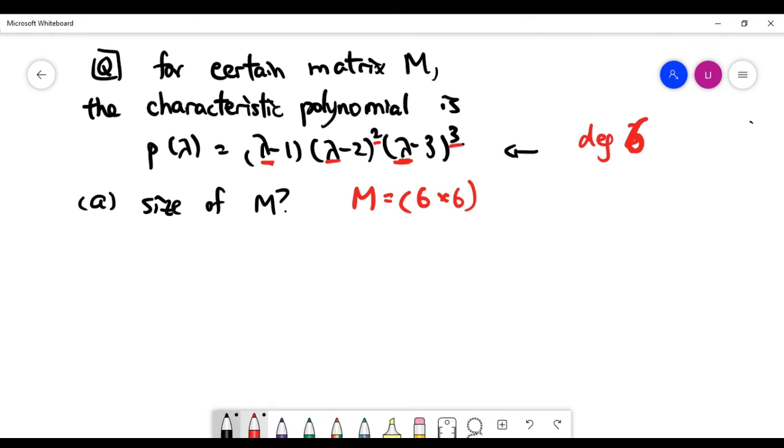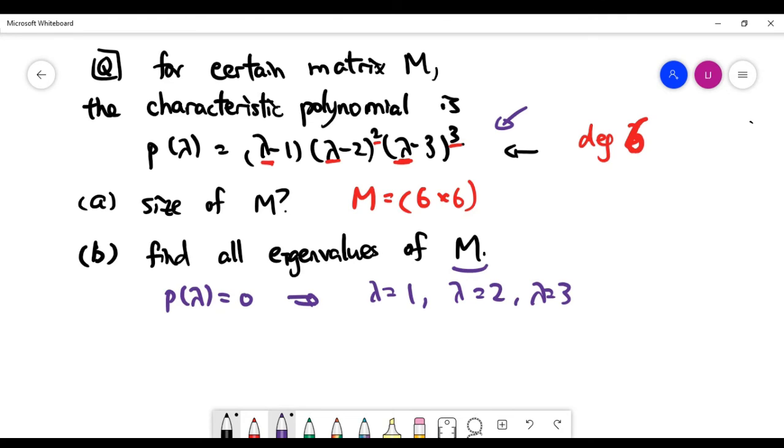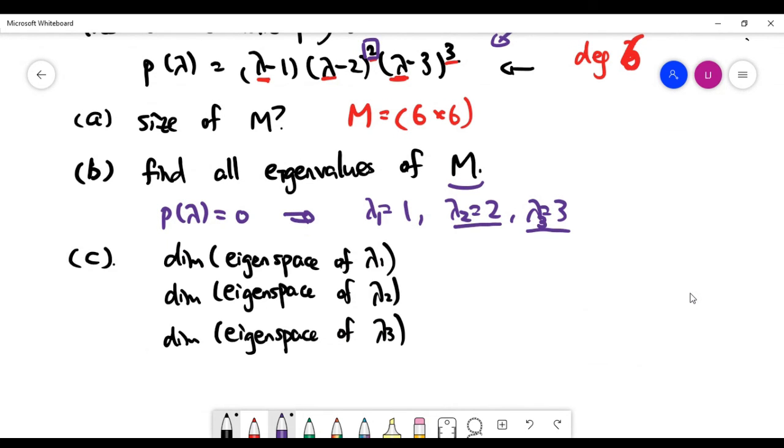And let's look at the second problem. So are you able to find all the eigenvalues of the matrix M? Basically, it means we have to set the characteristic polynomial to 0, and you can solve for it. And fortunately, we have all the factors already. So basically, there are only 3 different eigenvalues for the matrix M. And you see the eigenvalue 2 is repeated 2 times, and the last eigenvalue 3 is actually repeated 3 times, right?